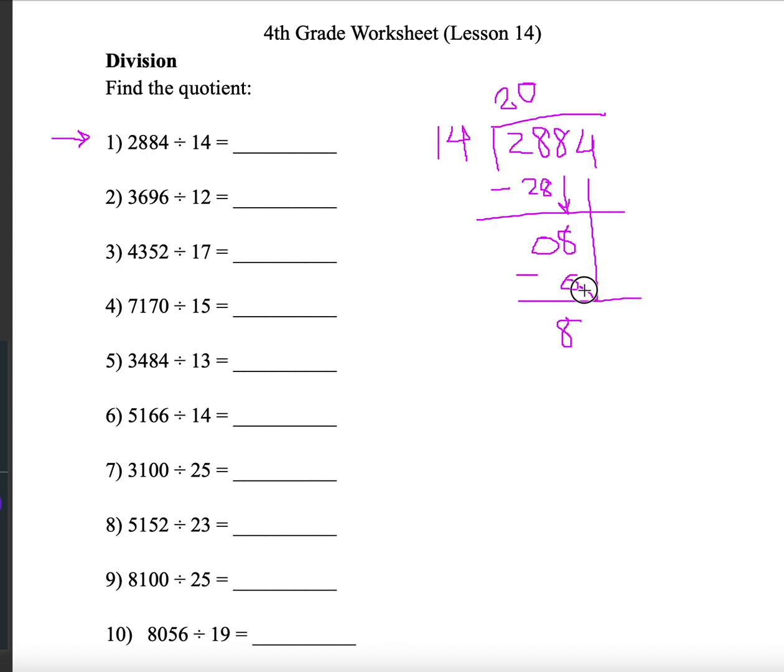Then we can bring down the 4 and we have to think to ourselves, how many times does 14 go into 84? So 14 goes into 84 exactly 6 times, and we know that if we multiply it out. So 2,884 divided by 14 is 206.